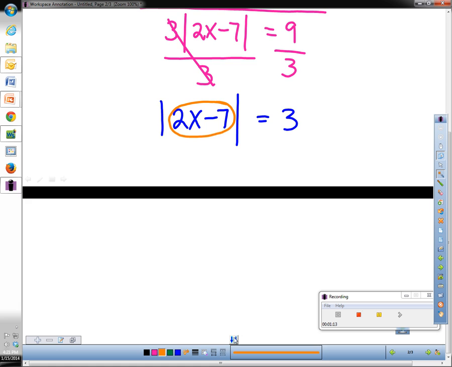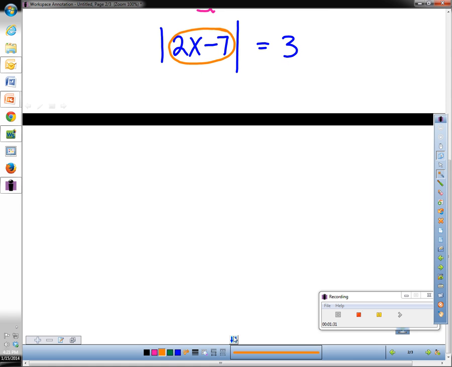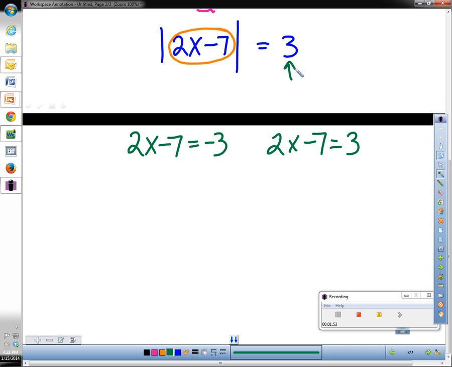So what we need to do is write out two separate equations that represent this. I'm going to take what's inside the absolute value, 2x minus 7, and that could equal negative 3. And 2x minus 7 could also equal positive 3. Because remember, we're going to take the absolute value of it, and it's going to make it positive to equal this 3 up here. All right, now all we have left to do is to solve these two equations.